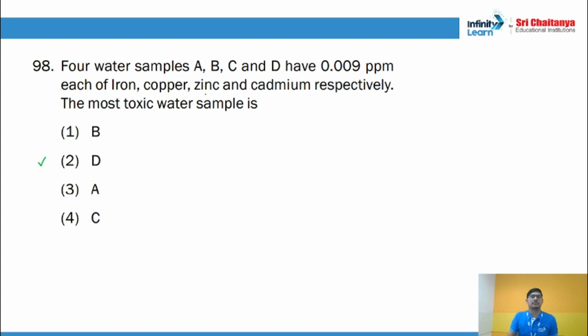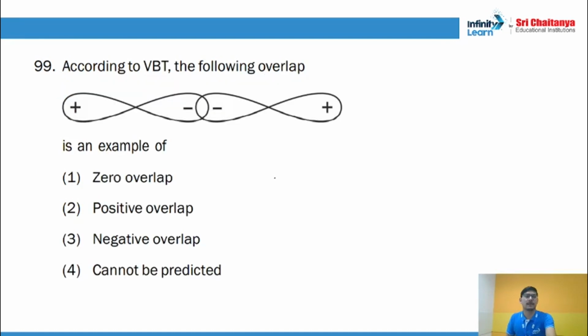This is a factual question. Cadmium is the most toxic metal, so obviously the most toxic water sample will be the one that contains cadmium. Yes, when the lobes of the same sign overlap, it is a positive overlap. It doesn't matter whether both lobes have a negative sign. Okay.